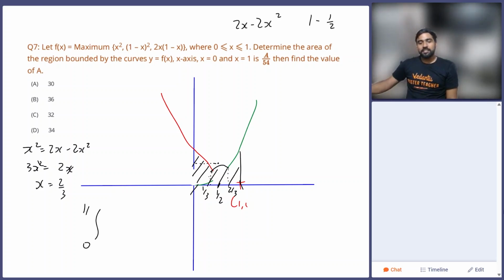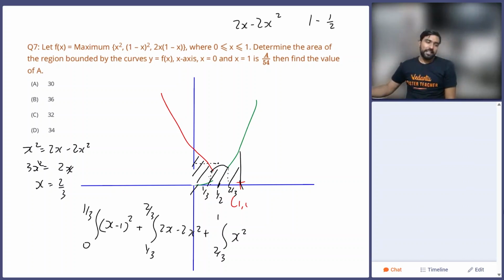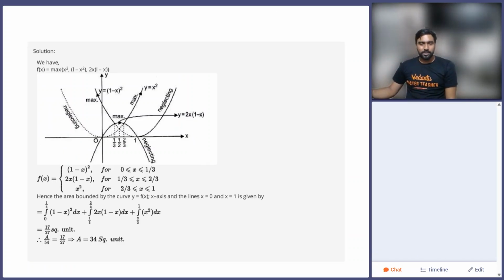What is this area? It is the integral from 0 to 1 by 3. First you have the graph 1 minus x square, or I can write it as (x minus 1) whole square. Then from 1 by 3 to 2 by 3, the bigger curve is 2x minus 2x square. And then finally from 2 by 3 to 1, my bigger curve is x square. These are the three integrals that you have. Find the three of them and their addition gives you the answer. So it looks something like this: (1 minus x) whole square from 0 to 1 by 3, plus from 1 by 3 to 2 by 3, 2x into (1 minus x), and from 2 by 3 to 1, x square. Overall area comes as 17 by 27.